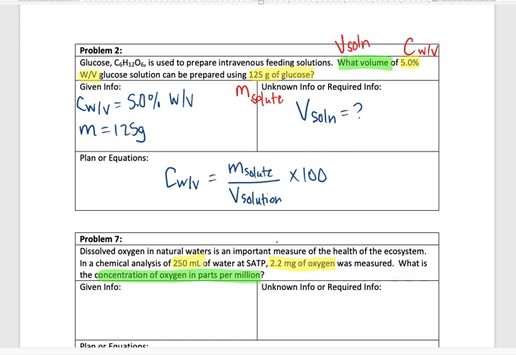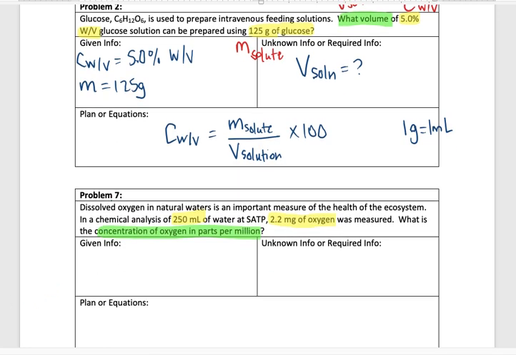Okay. And then when you calculate all of this out, you're going to end up with some units of grams as well. And then you just convert to milliliters because you need a volume in milliliters. Okay. All right. Next one.